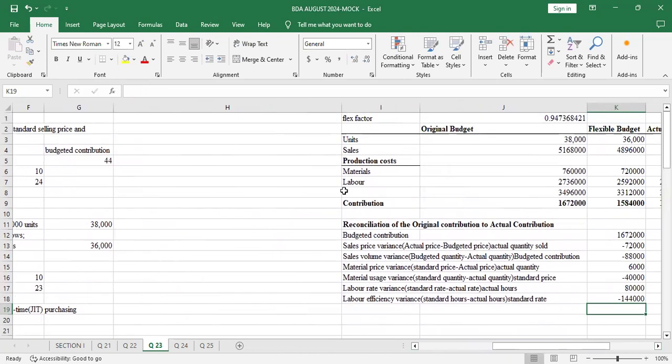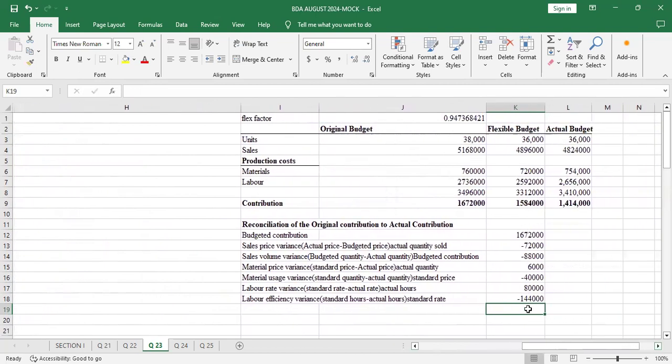So by that, we are done with all units here. We have done sales variance, materials variance, and labor variance. Let us see if it reconciles. What they mean is that you have to add all this. When you sum all this, it is supposed to give you the actual budget value of 14. So I'll sum all this.